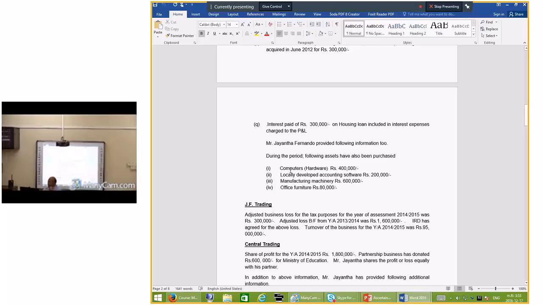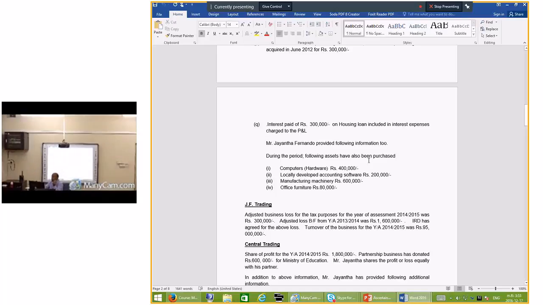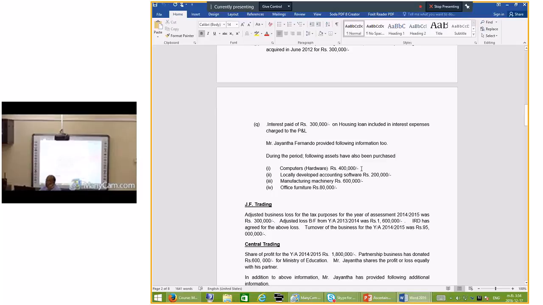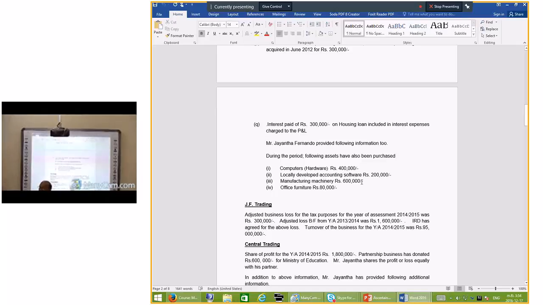During the period, the following assets have also been purchased: computer hardware 400,000, locally developed accounting software 200,000, manufacturing machinery 600,000, office furniture 80,000. Here I have given locally developed accounting software, which is allowed at 100%. If it is foreign imported, 25% is allowed. Computers we allow only 25%, machinery 33%, and office furniture 20%.